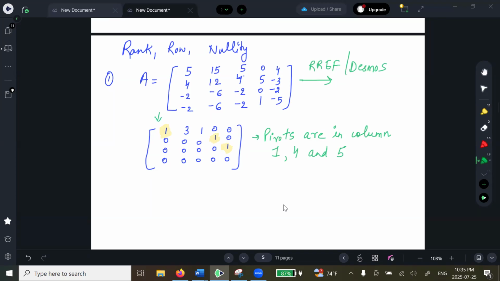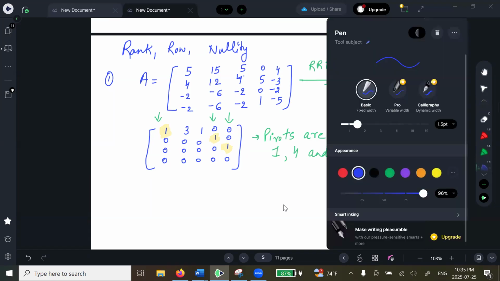This one has a pivot. This one has a pivot. This one has a pivot. Good. That's it. That's all you're supposed to do.